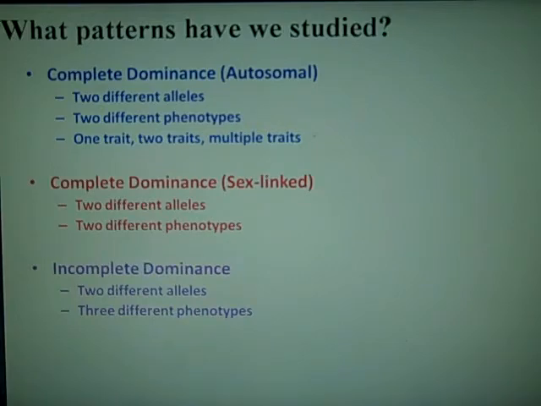Then we looked at incomplete dominance. Again, two different alleles, but three different phenotypes resulting. And finally, we looked at codominance, where there were more than two alleles and multiple phenotypes possible.